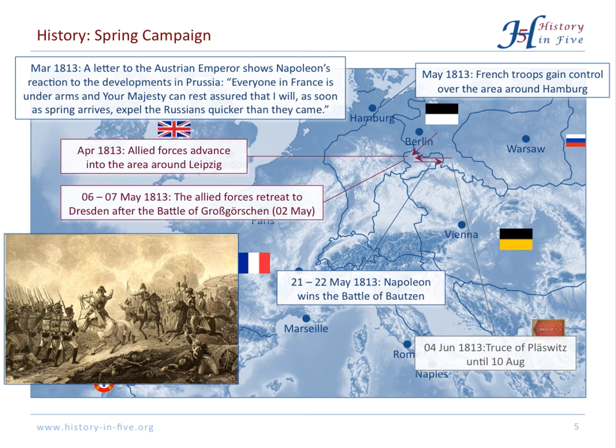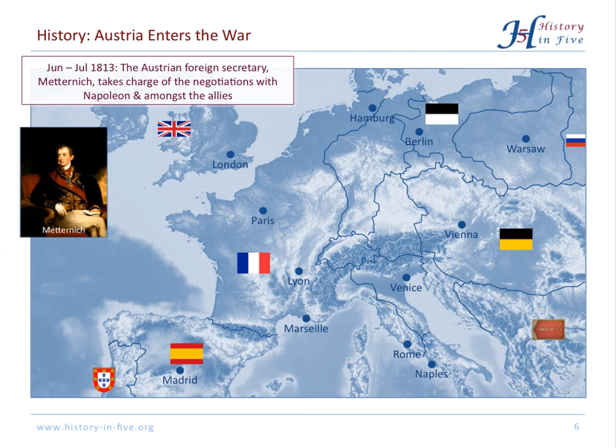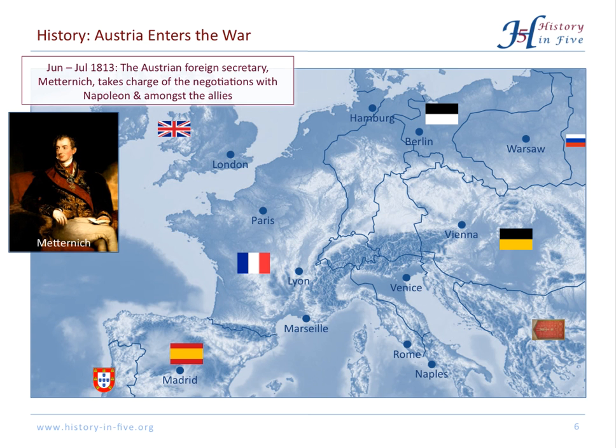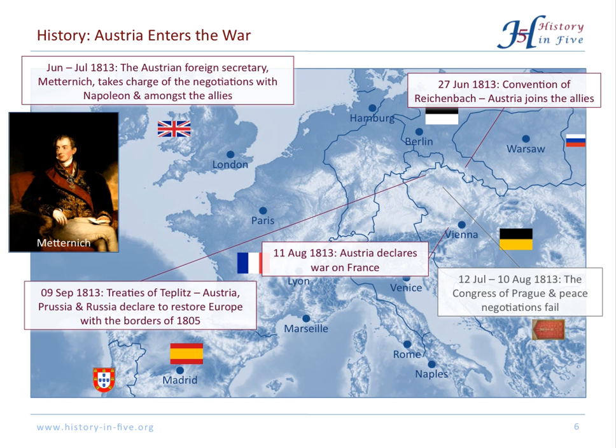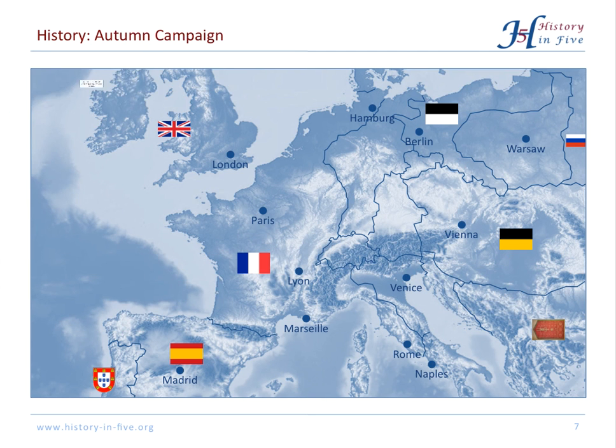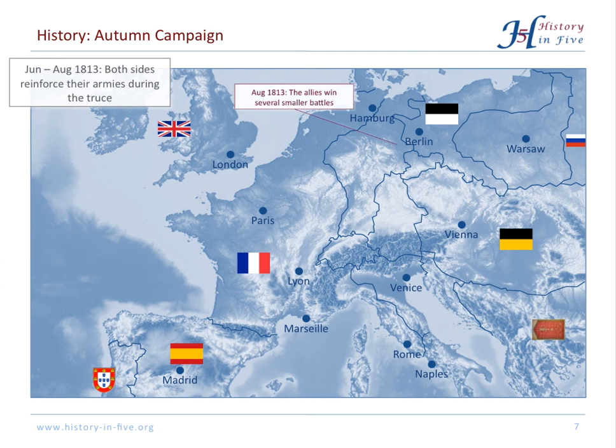Then there was a truce, and during this truce, the Austrian Foreign Secretary Metternich saw his chance to put Austria in the central position. He then joined the Allies, and there were the Congress of Prague peace negotiations, but they failed, and on the 11th of August, Austria declared war on France. With the treaties of Teplitz, it was clear what Austria, Prussia and Russia wanted to achieve in this war. They wanted to restore Europe within the borders of 1805. Now both sides could reinforce their armies, and then it was game on.